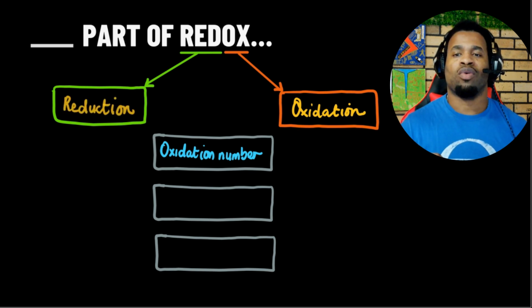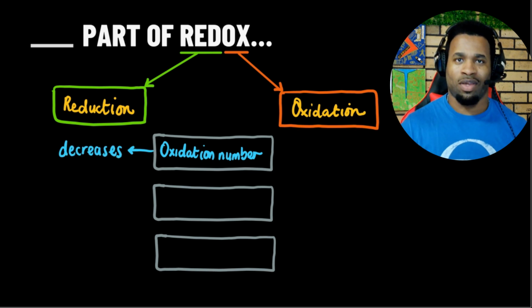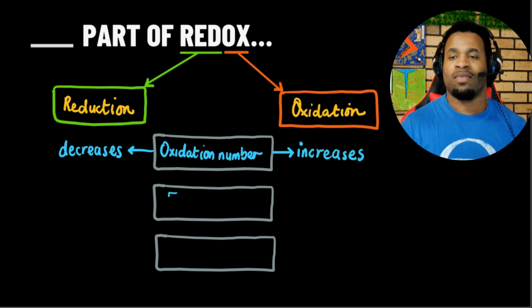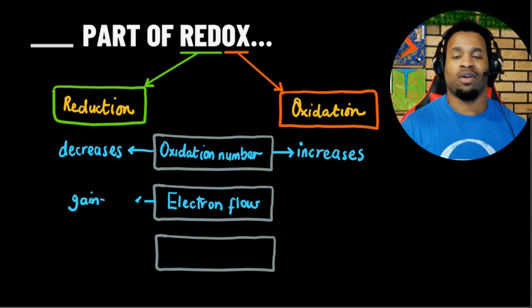The oxidation number shows that for reduction we have a decrease in the oxidation number. However, for oxidation, the oxidation number shows an increase in value. This results from the electron flow, where in reduction the species has a gain of electrons. However, for oxidation, the electron flow is a loss of electrons.